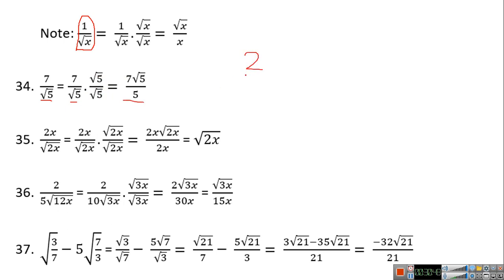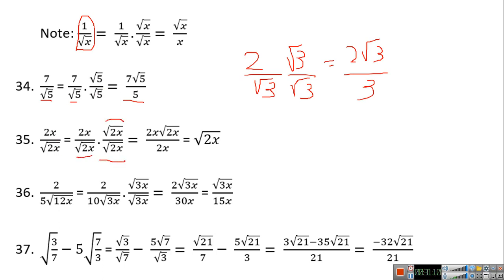For example, if you have 2 over root 3, we cannot keep it like this, so we rationalize it. We multiply up and down by root 3. So this is simple. You're going to get 2 root 3 over 3. Okay? So here I have 2x over root 2x. Because I have root 2x, I multiply up and down by root 2x. So you're going to get 2x root 2x over root 2x times root 2x. You all know root alpha times root alpha is alpha. So root 2x times root 2x is 2x. You can cancel this 2x. It means you're going to get root 2x.